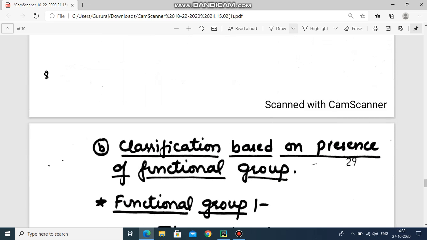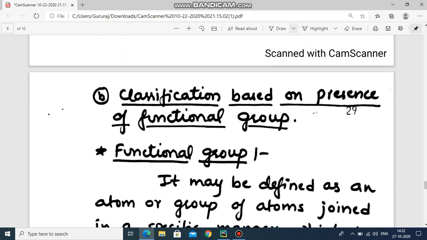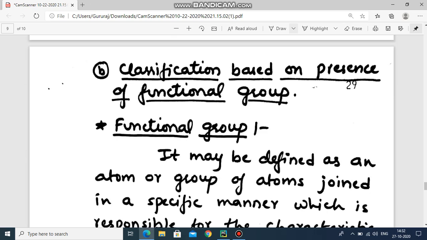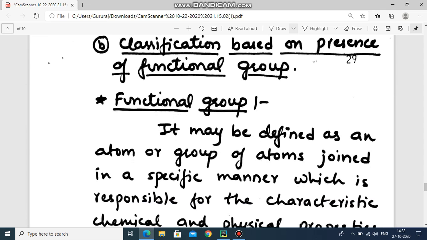So we have understood how organic compounds can be classified into various categories with their examples and definitions, and we have seen the classification based on structure. Now we will see the classification based on the presence of functional group. Before I tell you about the classification, let us try to understand the meaning of functional group.